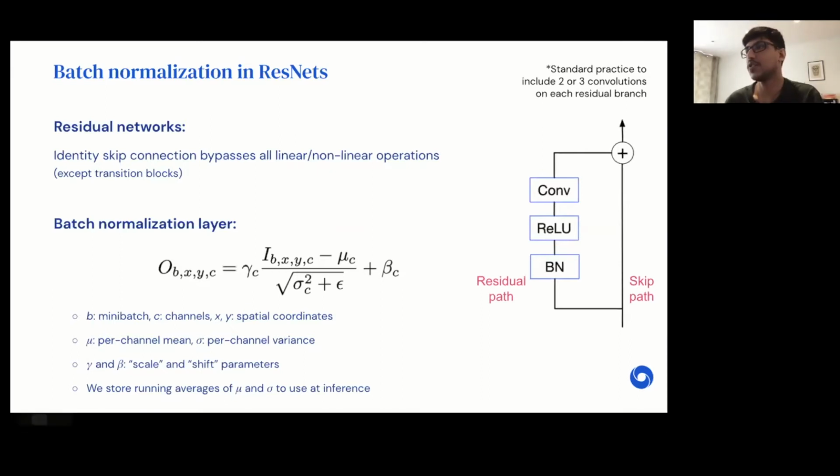One interesting thing to note here is that because you're averaging over the batch dimension, you can't just use it as it is during inference time. So what practitioners typically do is store running averages of the mean and the variance during training, and then use that at inference time.